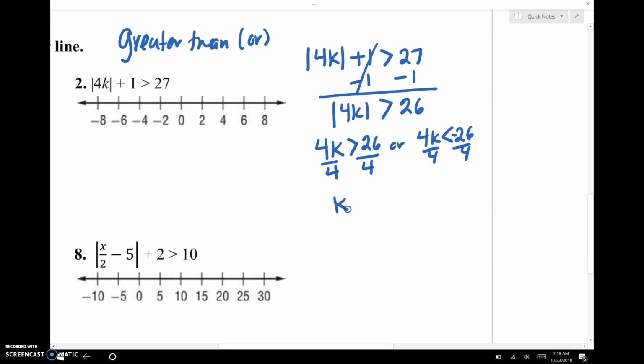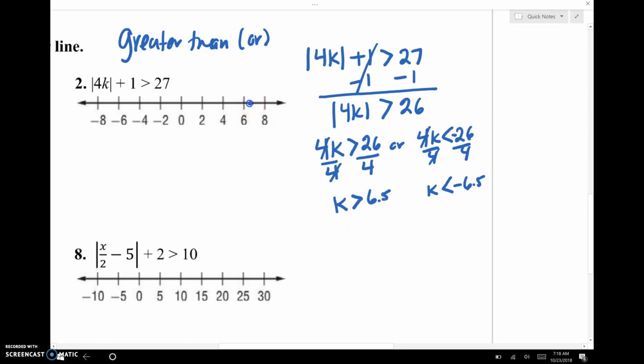And you notice that we have k is greater than, and this comes out to be 6.5. 4 divided by 4 is 1, so we have k is less than negative 6.5. Also, on the left, we have 4 divided by 4, and we're left with k. So we have k is greater than 6.5.